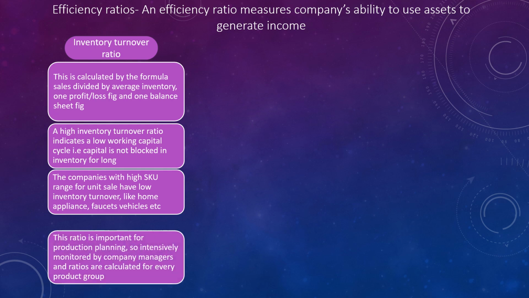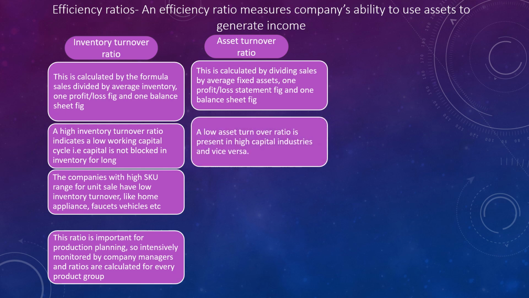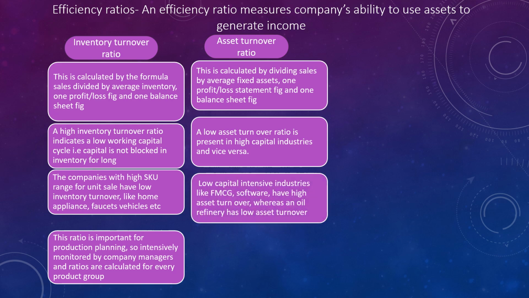This ratio is important for production planning, so it is intensively monitored by company managers, and ratios are calculated for every product group. Asset turnover ratio. This is calculated by dividing sales by average fixed assets, one profit and loss statement figure and one balance sheet figure. A low asset turnover ratio is present in high capital intensive industries and vice versa. Low capital intensive industries like FMCG and software have high asset turnover ratio, whereas an oil refinery has low asset turnover ratio.